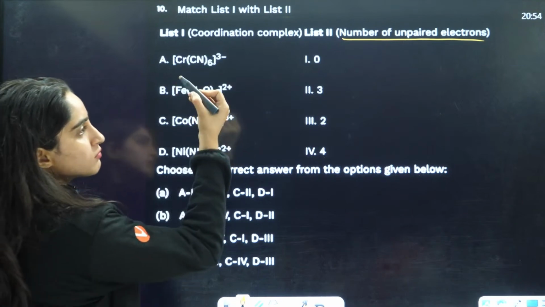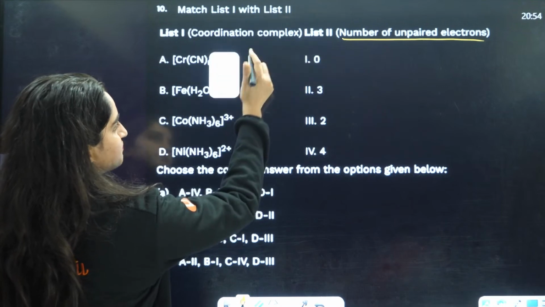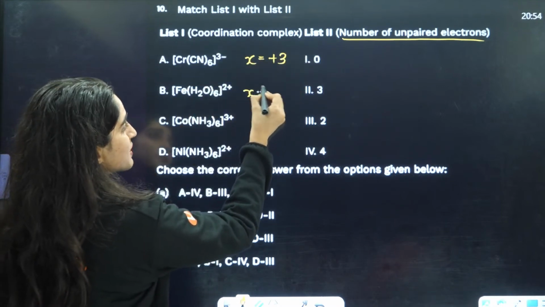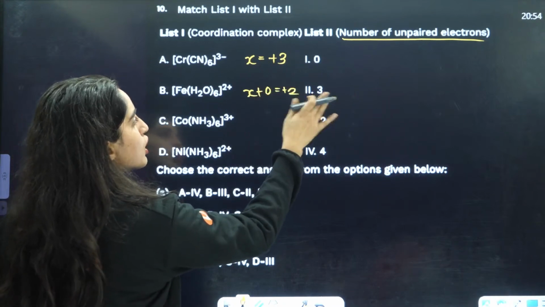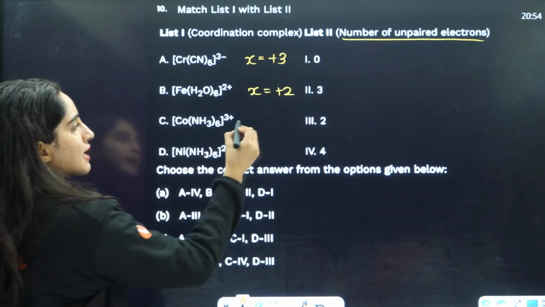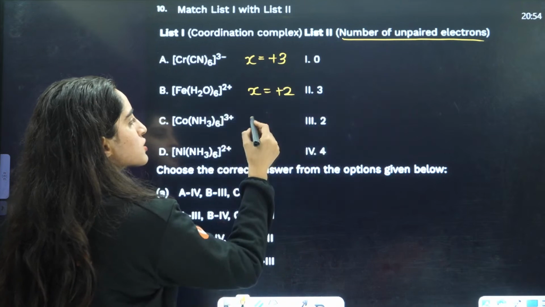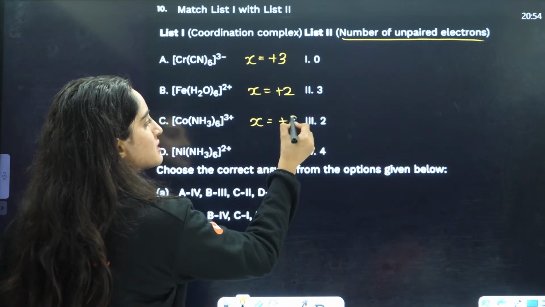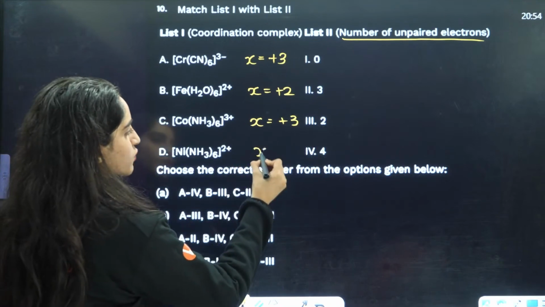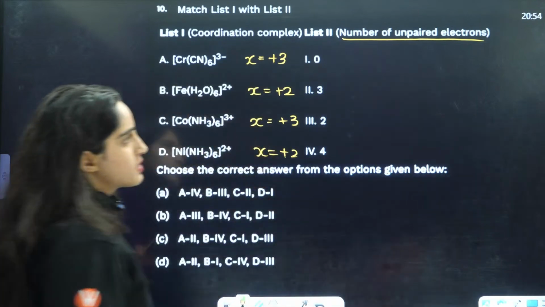Firstly, let us solve for the oxidation state. It will be x minus 6 equals minus 3, so x is equal to plus 3. This is x plus 0 equals plus 2, so x equals plus 2. This is x plus 0 equals plus 3, so x equals plus 3. This again is x equals plus 2, right? Okay, that is the oxidation number.